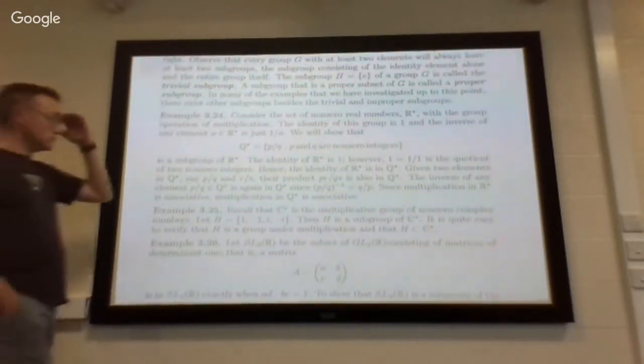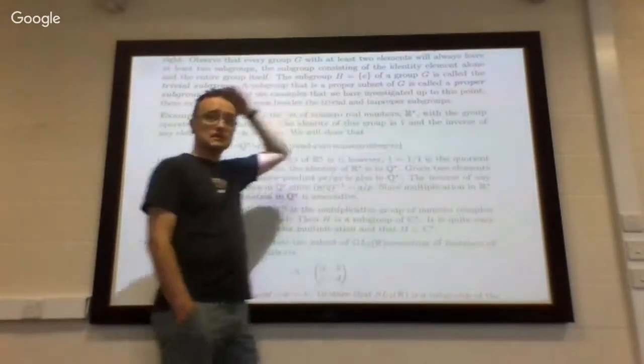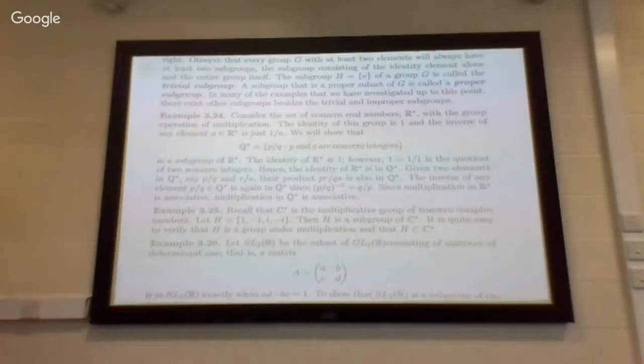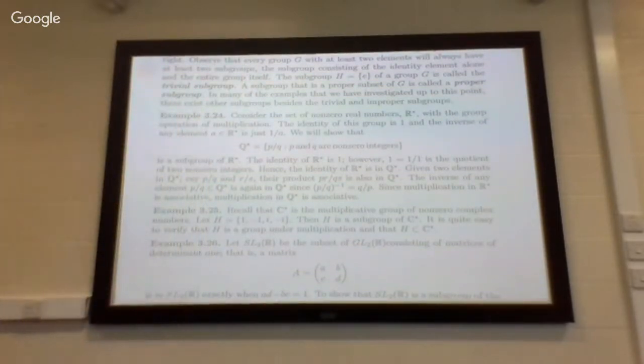So one familiar group we can talk about is R star. R star is the group of non-zero real numbers under multiplication. So just the familiar real numbers under the operation of multiplication, except you have to get rid of zero because zero doesn't have an inverse. You don't lose anything by getting rid of zero because zero times anything is equal to zero. So it's not that interesting an element of multiplication. So that's a perfectly good group.